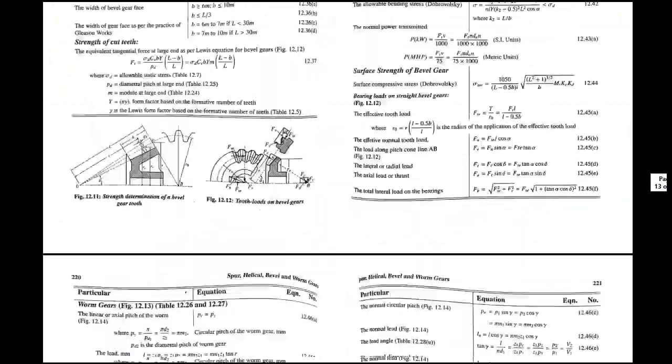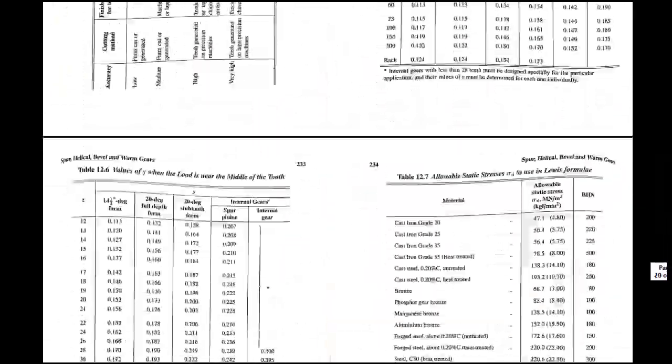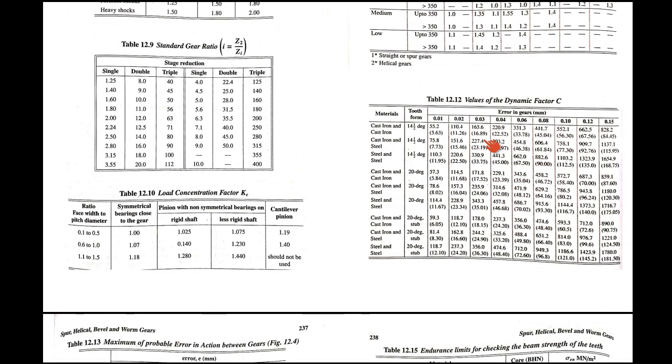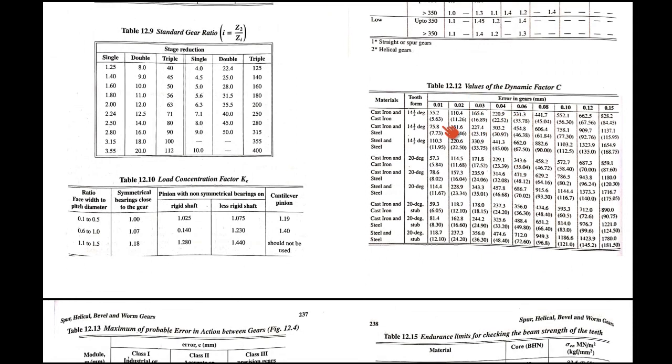Once you have the value of error, you have to move to the table 12.12. This is the table of the value of the dynamic factor C. Here they have given 3 sets. The initial 3 rows deal with the 14.5 degree involute, the next 3 deal with the 20 degree involute, and the final 3 indicate the stub value. The combination is given as cast iron, steel, and steel. This is the combination they have given.